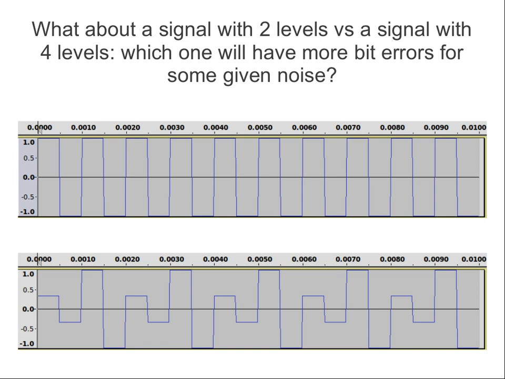For those who cannot see from the back, this is 1 millisecond, 0 to 1 millisecond. How many are we sending per 1 millisecond? How many signal elements? In 1 millisecond, in this time, 2. Therefore, in 1 second, 2,000. So this is a signal element, this is another signal element, and so on. We have what's called a signal rate of 2,000 signal elements per second.